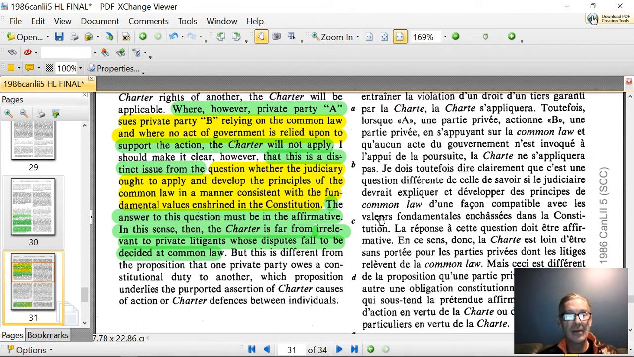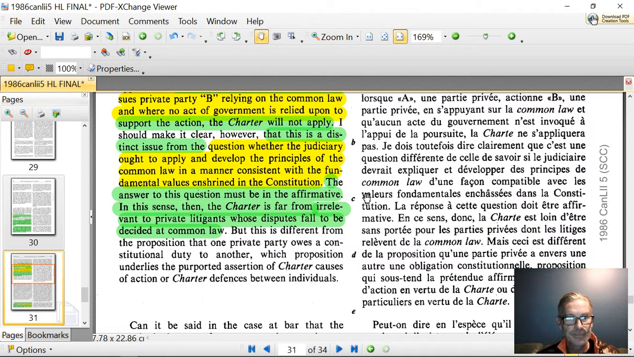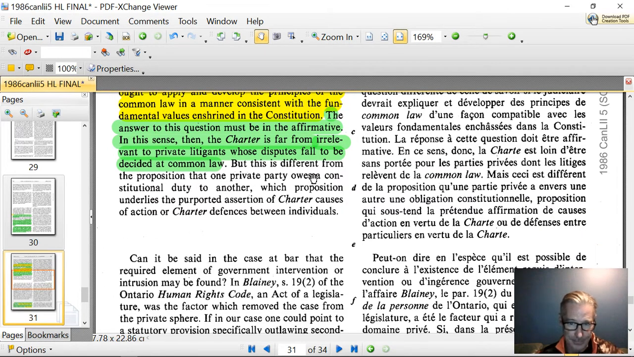And once again, the common law tort of inducing breach of contract. Private party A has a contract with private party B. Private party C does something that causes the breach of contract. That is a distinct issue from the question whether the judiciary ought to apply and develop principles of the common law in a manner consistent with the fundamental values enshrined in the Constitution. The answer to this question must be in the affirmative. In this sense, then the charter is far from irrelevant to private litigants whose disputes fall to be decided at common law.